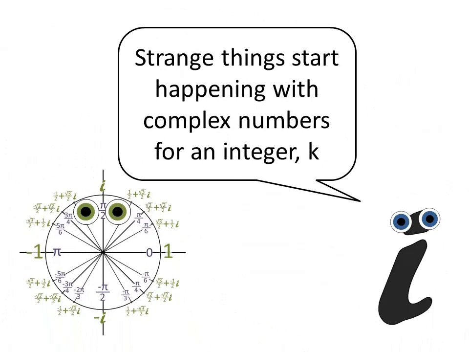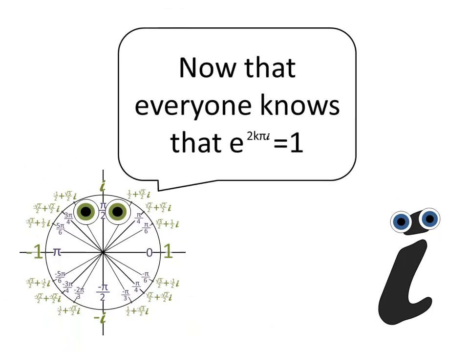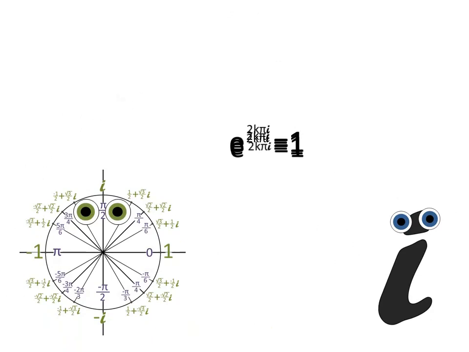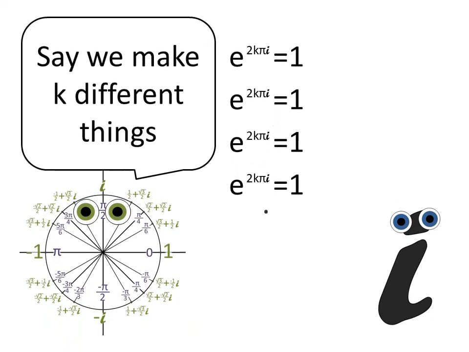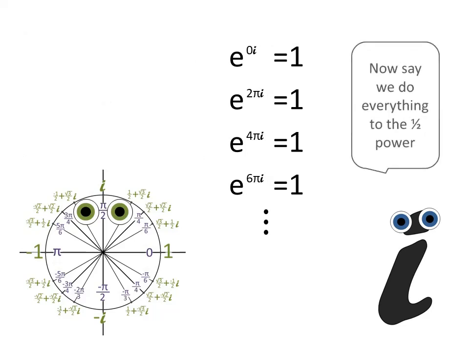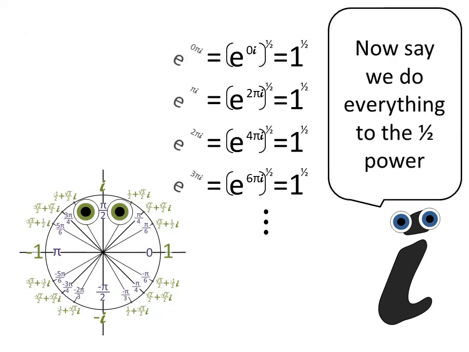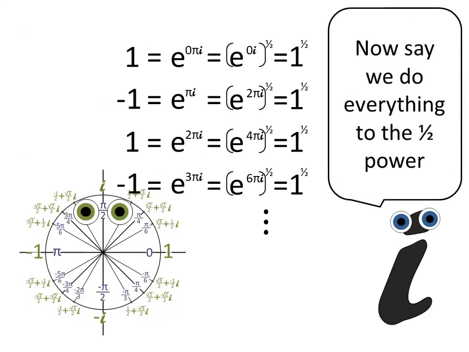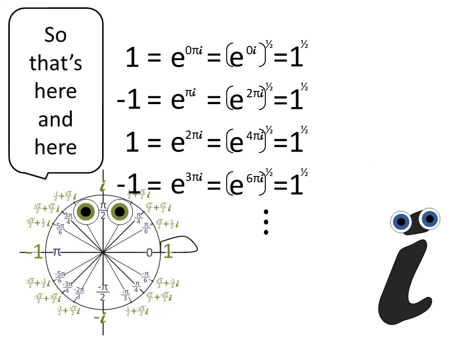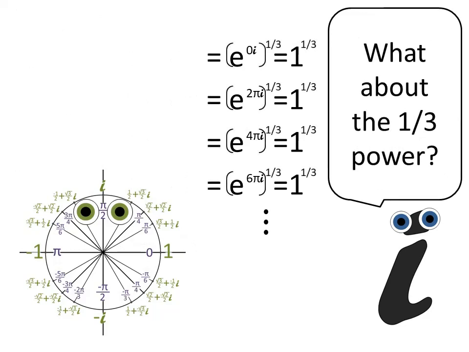But strange things start happening with complex numbers. For an integer k, now that everyone knows that e to the 2kπi equals 1, say we make k different things. Now say we do everything to the 1/2 power. So that's here and here. What about the 1/3 power?